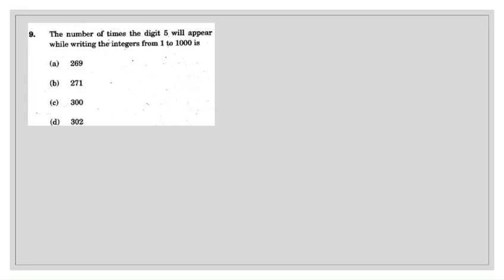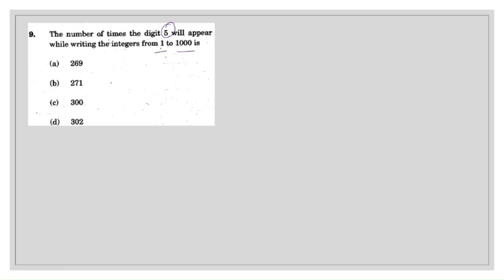In this video, we'll continue dealing with the previous year UPSC questions. So the first question for today says: the number of times the digit 5 will appear while writing the integers from 1 till 1000 is. So the question says that the number of times that the digit 5 is being used while we write the integers from 1 till 1000.